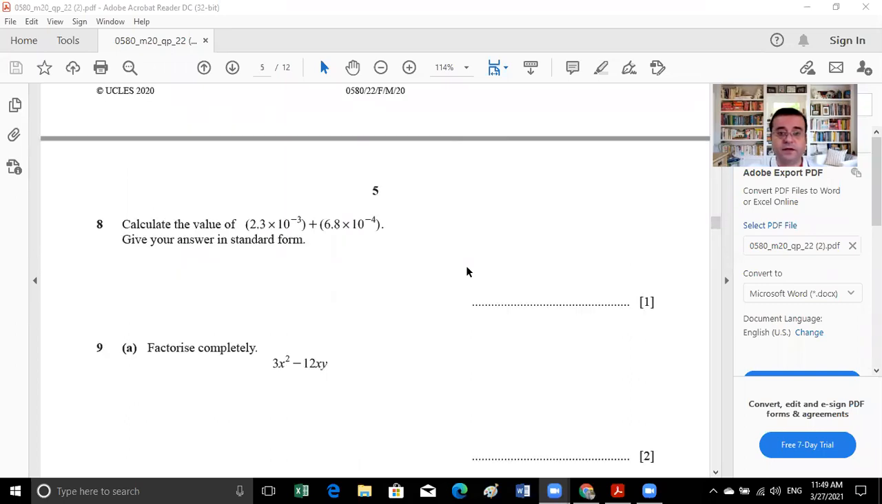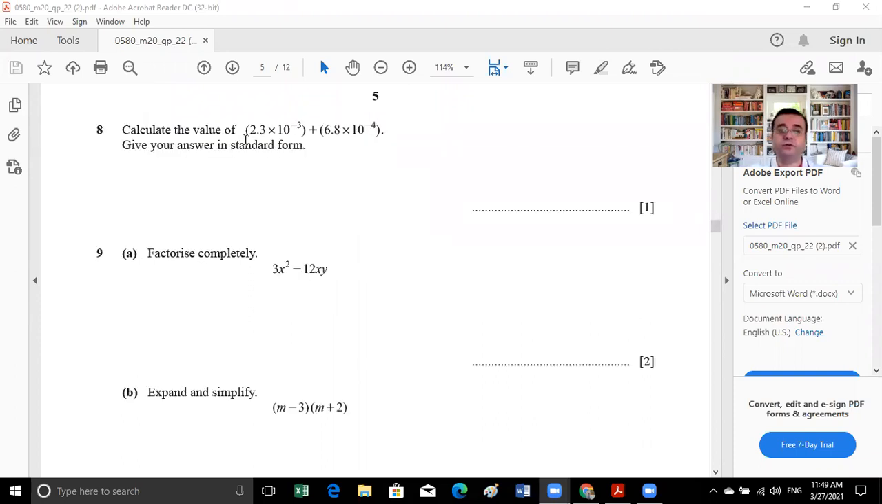Now, here. What do you do here? This is a very easy question, but the students get confused. Number one, students, don't use a calculator. My advice to you. So how, teacher? How can I do it? Give your answer in standard form. In standard form. So what do you do here?